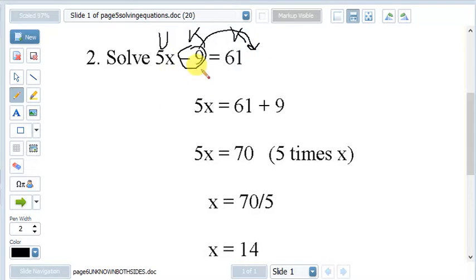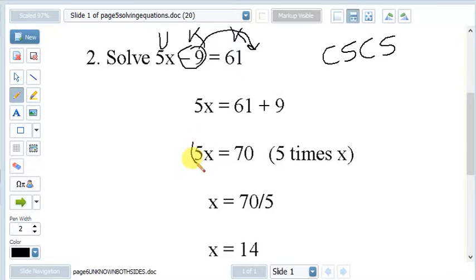So we need to move the minus 9 over to the other side by using change side, change sign. So 5x now equals 61 plus 9. So 61 plus 9 is 70. And 5x is another way of saying 5 times x, or 5 times, you know, empty box if you were, you know, very young. So 5 times empty box equals 70.